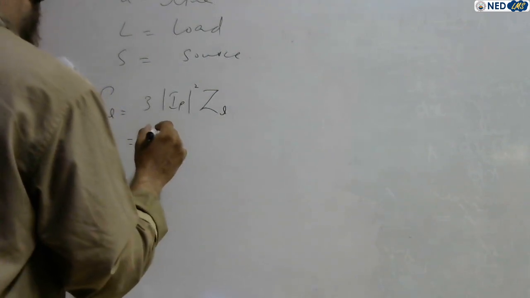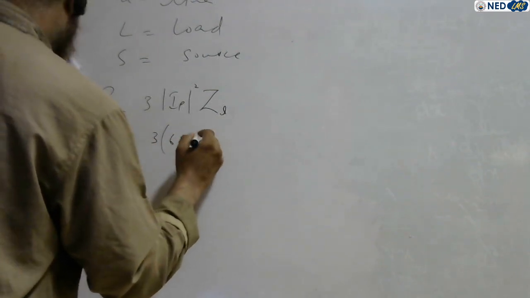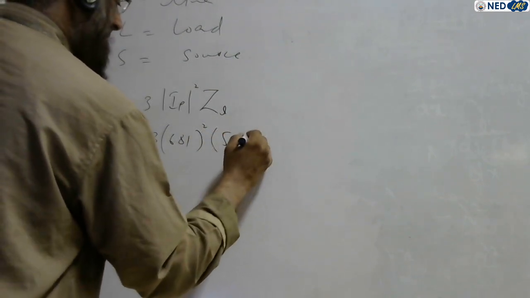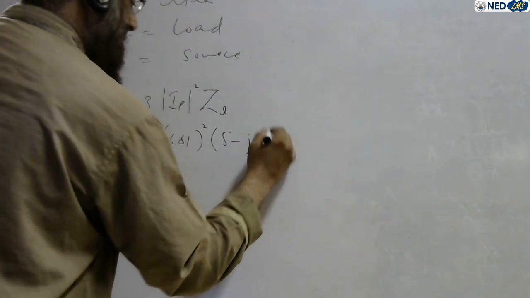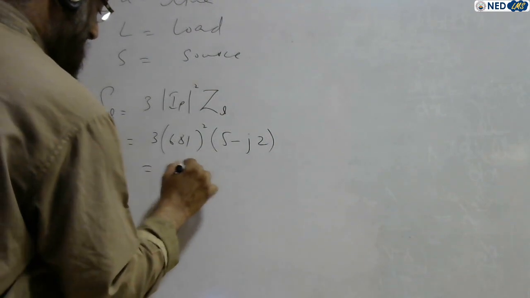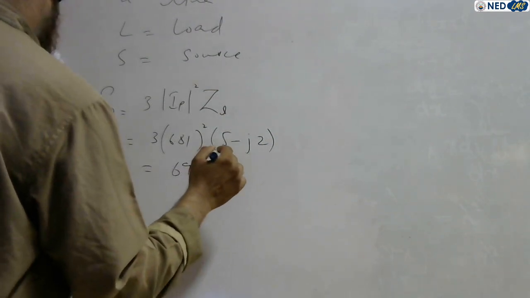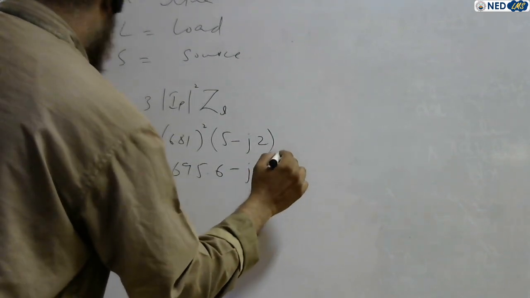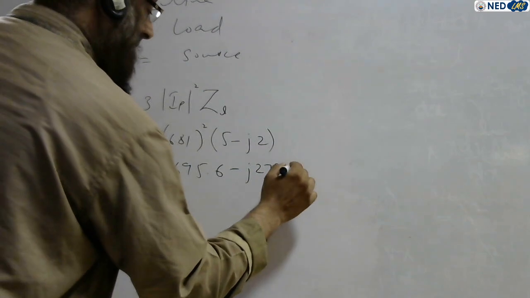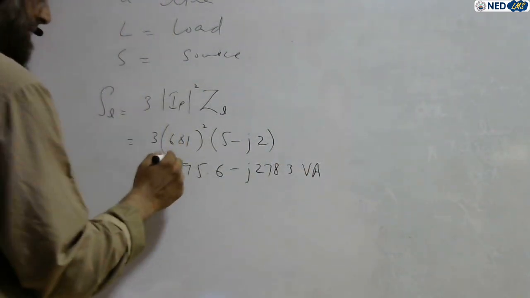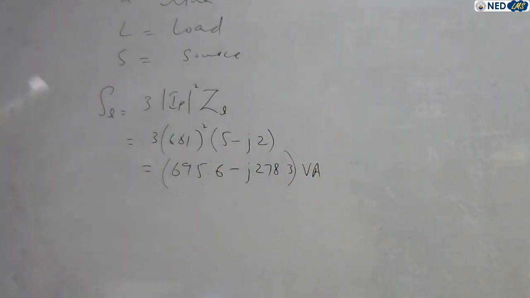We know the current magnitude was 6.81, and the line impedance was 5 minus j2. When you solve this, you will get 695.6 minus j278.3 volt-amperes. Again, it is complex power, so the units are volt-amperes.